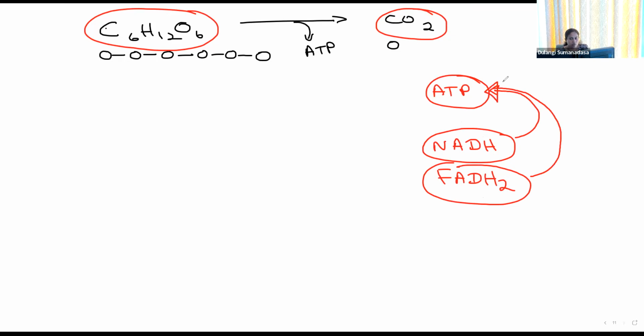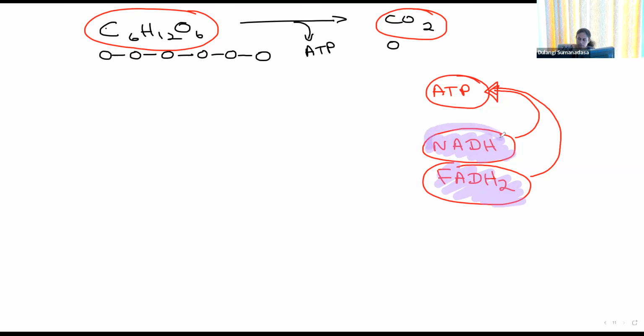Right? So the next one is the electron transport chain. We are not going to break down any carbon compound, right? Because carbon has been fully broken down from the glucose until carbon dioxide. But we have still collected lots of coenzymes like NADH and FADH2 throughout glycolysis and throughout the Krebs cycle.